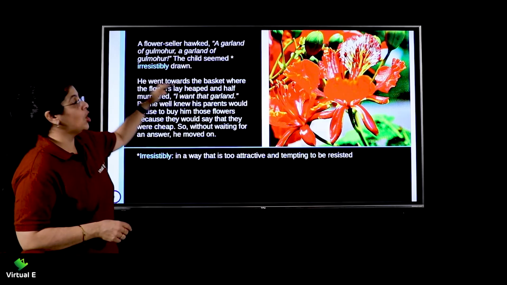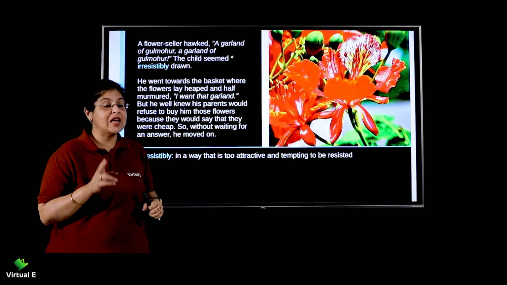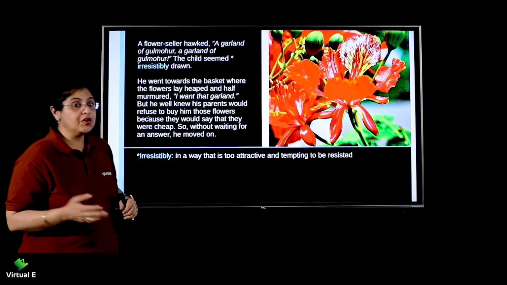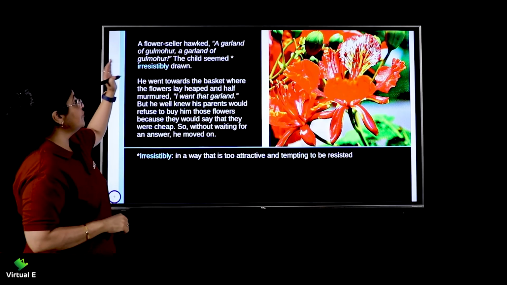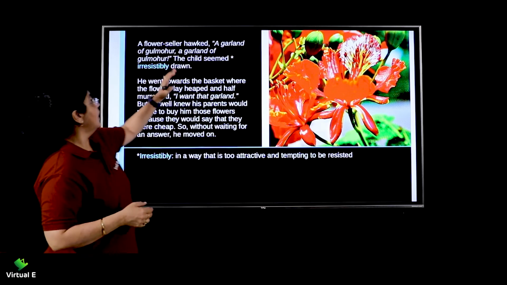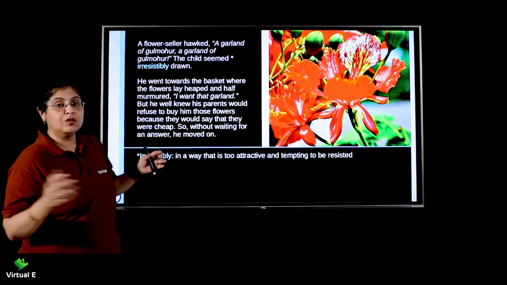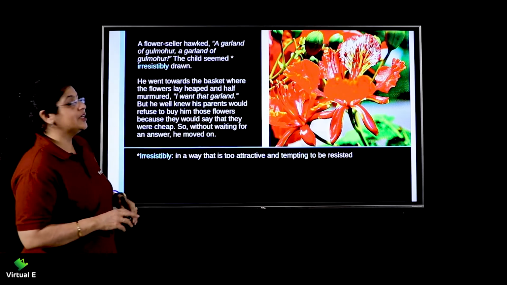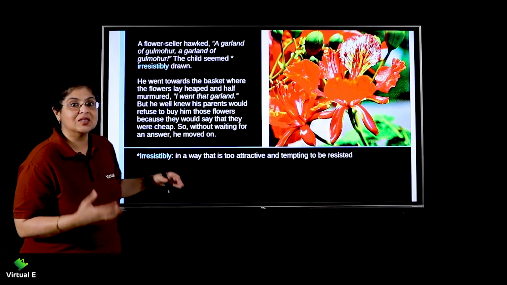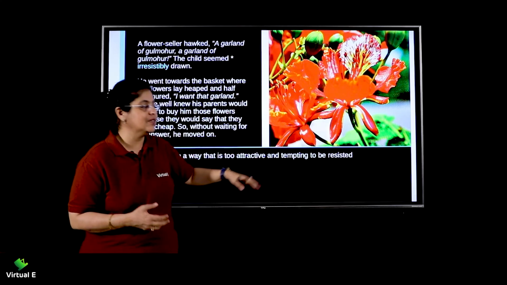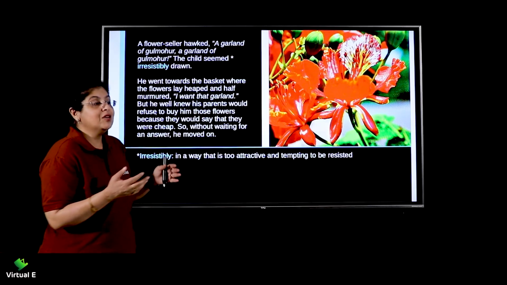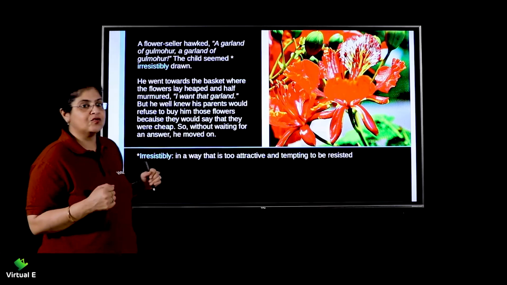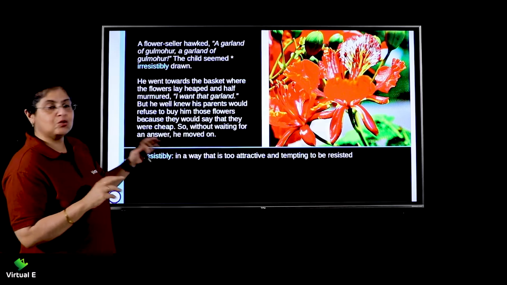A flour seller hawked. Now a sweetmeat seller, now it's a flour seller. So let's remember the sequence so that we don't miss anything, because for your answers, you need to know it. So a flour seller hawked. He cried out, "A garland of gul mohar, a garland of gul mohar." You can see these gul mohar flowers. The child seemed irresistibly drawn. He just could not resist it, too attractive and tempting to be resisted. It was so colorful, so beautiful, the flowers were so fresh. He kept staring at those garlands.